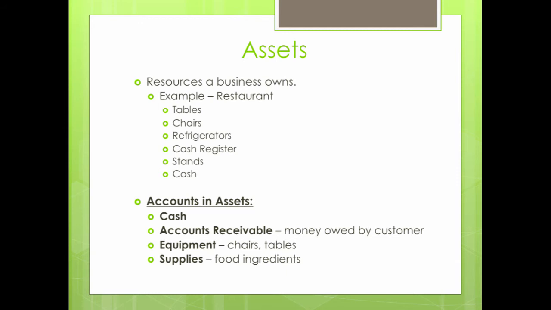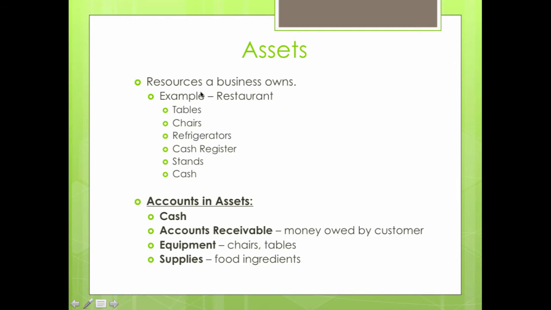Then we have equipment, like the chairs and the tables. Every time we buy any equipment, we're going to record it under the equipment account. And every time we have to buy supplies, like food ingredients, then we're going to record those transactions into the supplies account. So let me just go over the assets again, and I'm going to do the same for the remainder of the accounting equation.